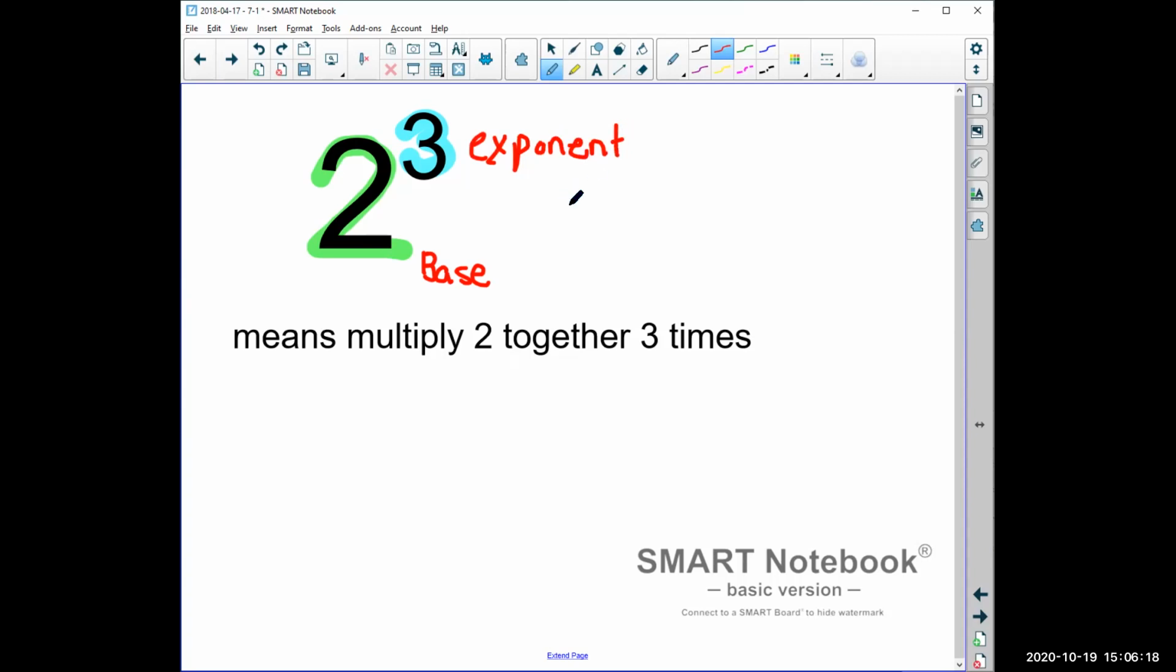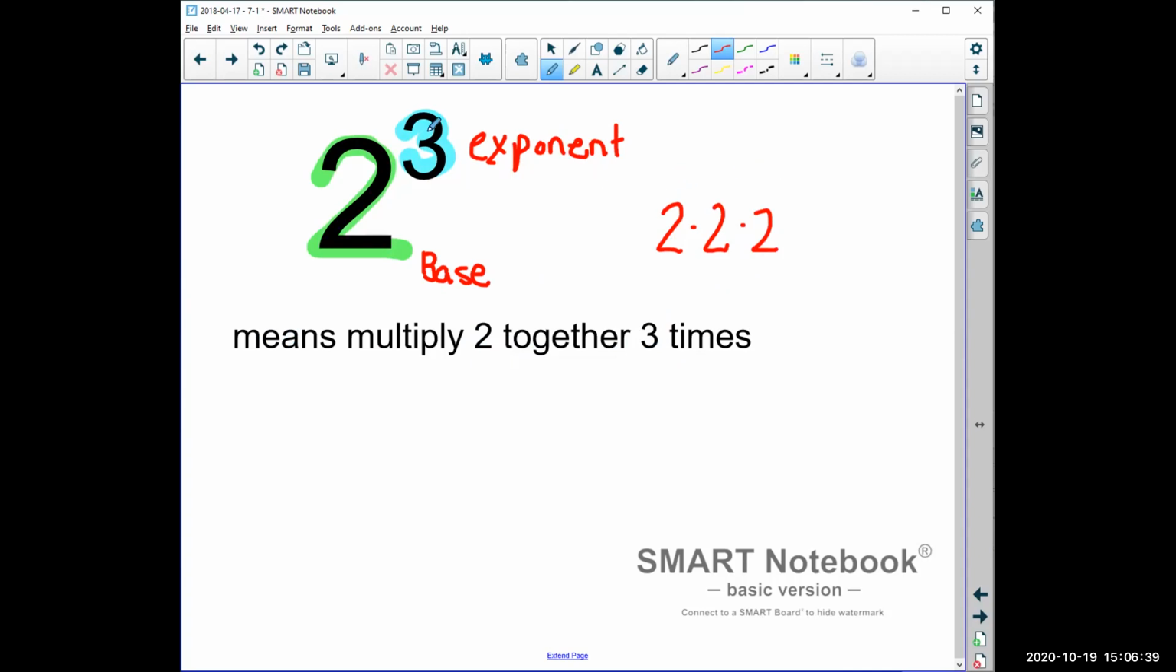Okay, so what this means, it just simply means we're going to multiply that base together the number of times it says in the exponent. So in this case, we're going to multiply 2 together 3 times. So this means 2 times 2 times 2. Okay, so it's the base multiplied together the exponent number of times.